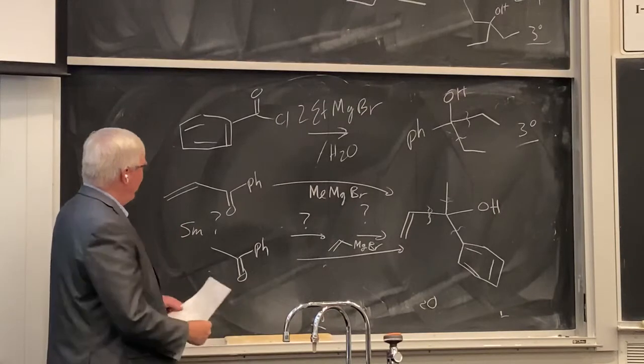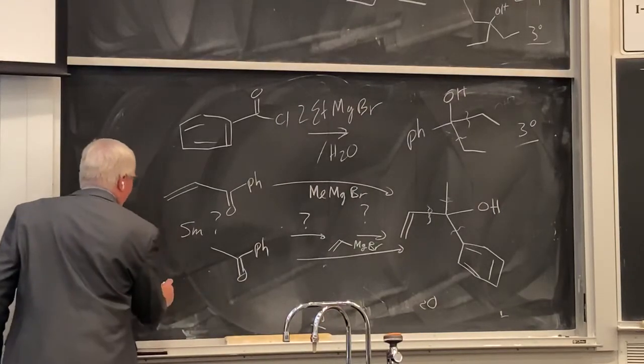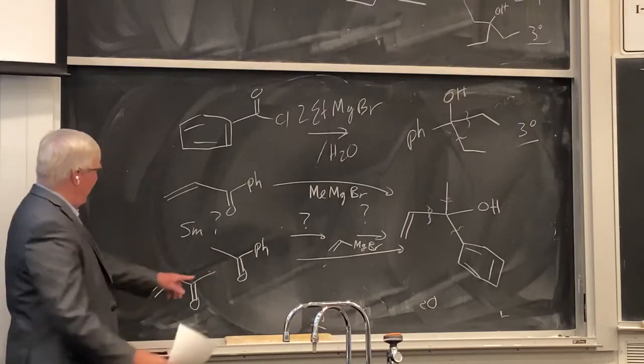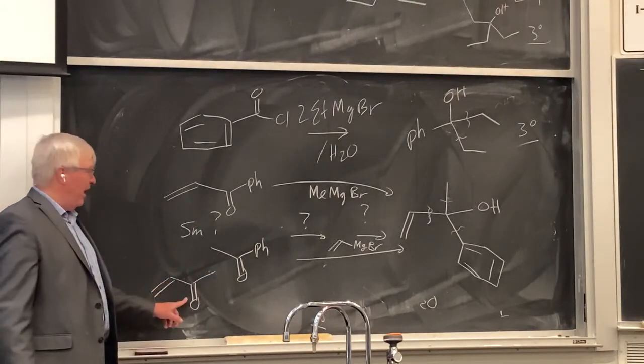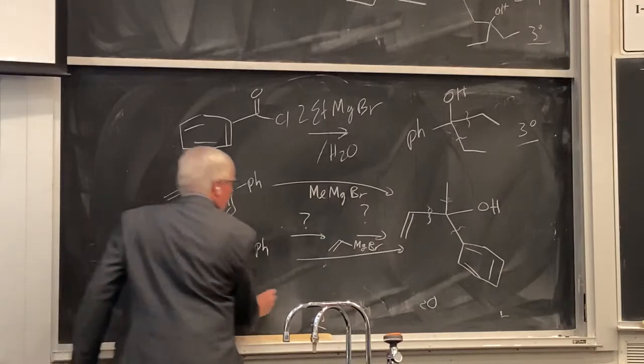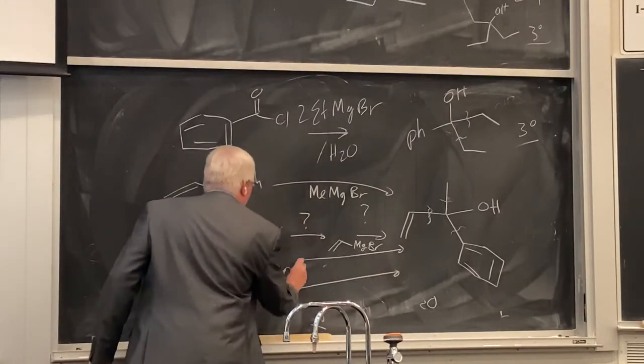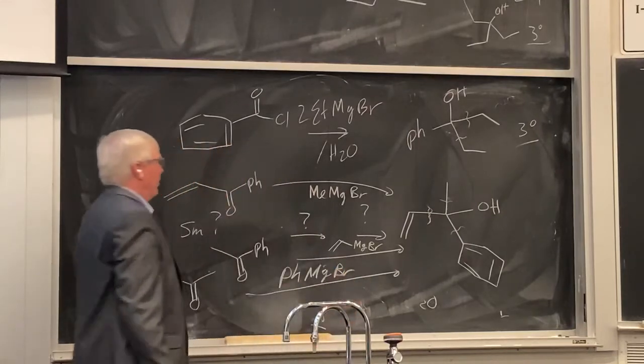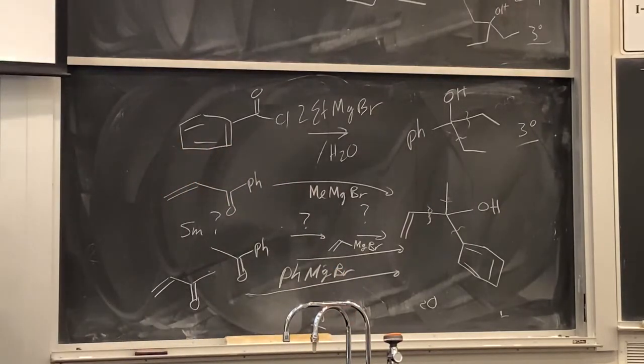Is there another way to do this? Yeah, we could start with this ketone. We could start with methyl vinyl ketone, MVK it's called. And we'd have to react with phenyl magnesium bromide, okay? So there'd be ways to make each one of those. Which one's best, do you think?